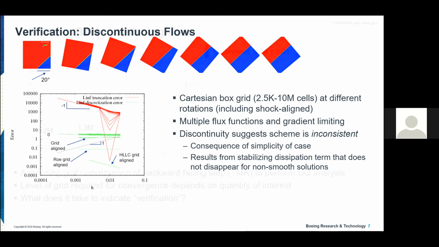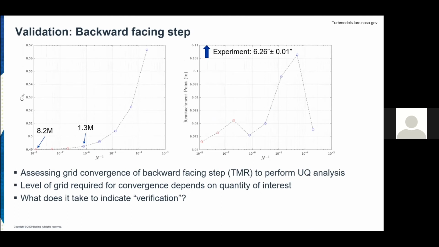If we start moving towards validation, this is looking at a backward-facing step, also from the turbulence modeling resource. The blue dots represent the grid family that's on the resource website. And then we've continued that refinement all the way from 1.3 million cells up to 8.2 million cells. In this case, you can see that the drag continues to converge nicely, and so we might expect that this grid family is well on its way to being grid converged.